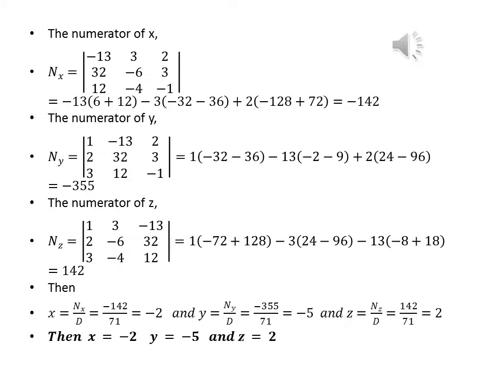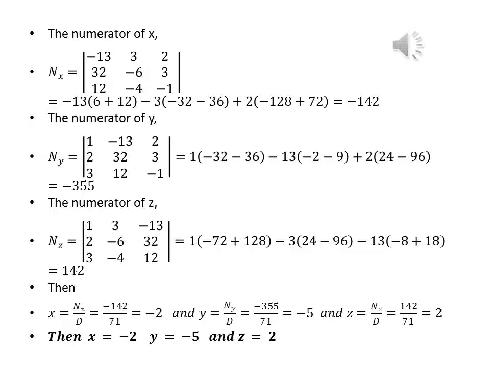To continue our problem, we have a system of 3 equations. First thing, get D. D is the denominator. Get the determinant, and the value of the determinant is equal to 71. Number 2, we get Nx.